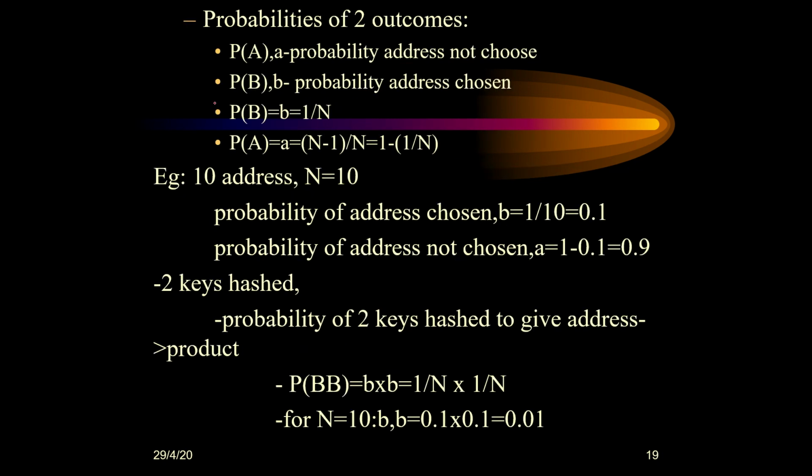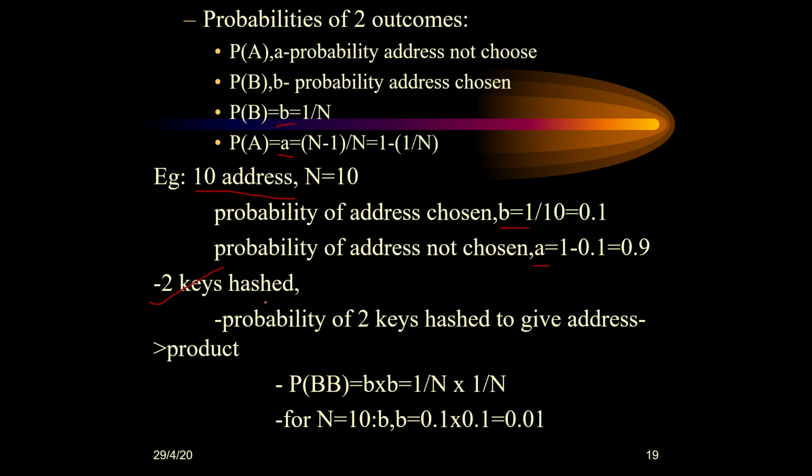Then we can calculate the probability, like P of A is the probability of address not chosen, and P of B is the probability of address chosen. So B is equal to 1 by n, that is the address chosen, and address not chosen is 1 minus 1 by n, which is found from n minus 1 divided by n. So this is again an example. If we consider 10 addresses and I am trying to find the values of A and B, you have seen B, the address chosen, is 0.1, and not chosen is 0.9.